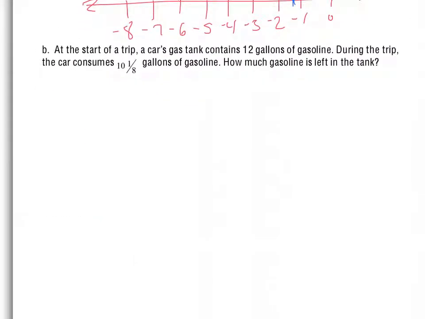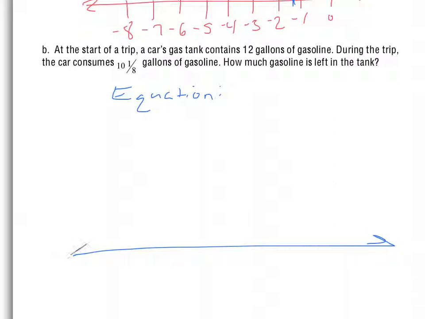Next one, start of a trip. Car's gas tank contains 12 gallons of gas. So again, work through this one, write your equation, then create your number line. So looking at our equation, during the trip, the car consumes 10 1/8 gallons, so that's going to be 12, and then plus a negative 10 1/8, we're using the gas.